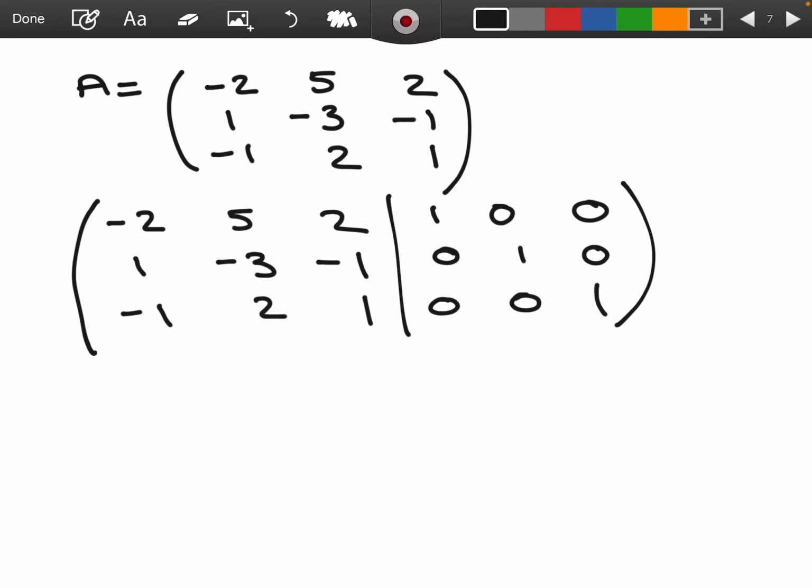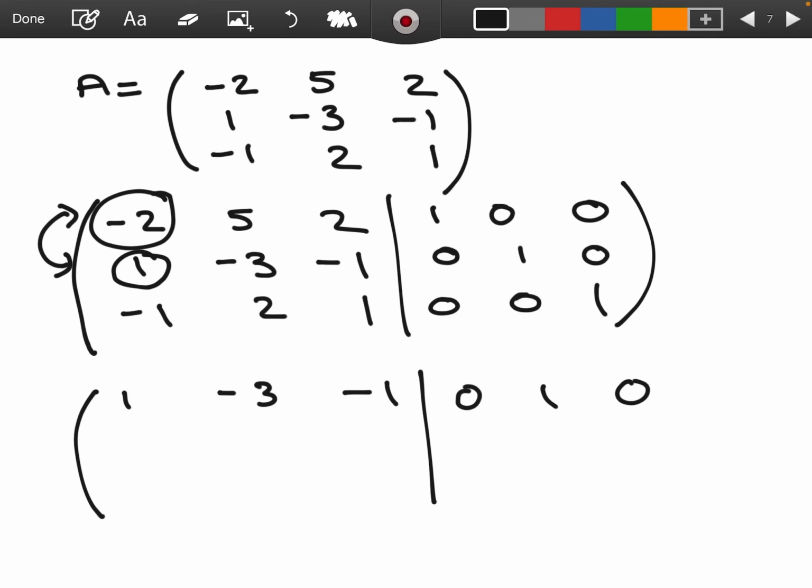Your first step here, because we don't have a 1 in our first pivot position, there's a couple things you can do. I can either divide that entire row through by -2, and that would therefore give me a 1 in that position, and I could carry on as normal, getting zeros below that value of 1. Or in this case, I actually have a 1 below it. So what I'm going to do is switch those two rows. My first row is now going to become what was my second row, and my second row will now become my first row.